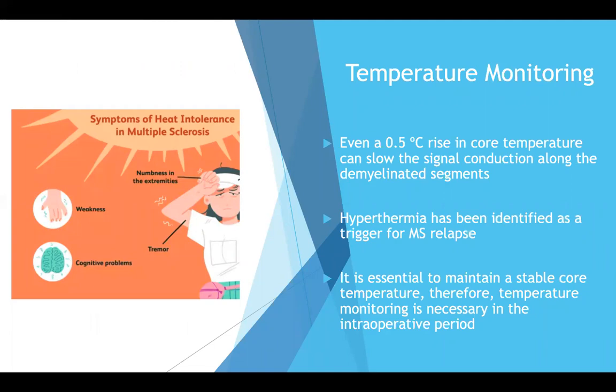Another major consideration in this population is temperature regulation. This is probably one of the main points that are overlooked intraoperatively. It has been shown that even a 0.5 degrees Celsius rise in core temperature can slow the signal conduction along the demyelinated segments. In fact, hyperthermia has been identified as a trigger for MS relapse. Therefore, it is essential to maintain a stable core temperature, and temperature monitoring should be used intraoperatively.